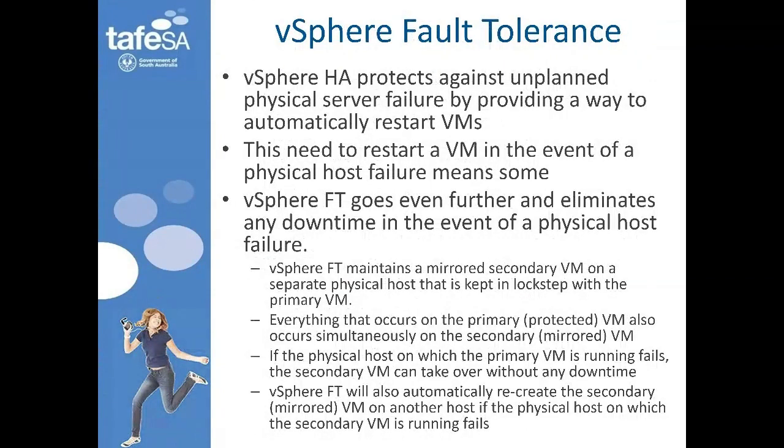Then there's the fault tolerance. vSphere protects against an unplanned physical failure by providing a way to automatically restart, which is downtime, since it needs to restart the virtual machine. The vSphere fault tolerance, or FT, goes even further by eliminating downtime in the event of physical host failure, because the fault tolerance maintains a mirror copy of the virtual machine. Remember, I said there's a main VM over there, and there's sort of a shadow VM or copy VM here. Whatever happens there, happens here too. So if that fails, this one just takes over. All right. So that's basically what those extra lines are telling you about.